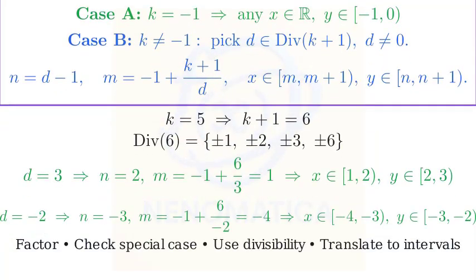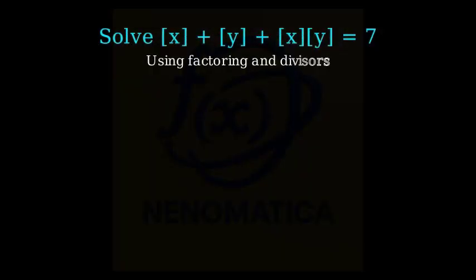Factor the equation in the floors, handle the special case when 1 plus n equals 0, and otherwise use the divisibility condition that 1 plus n divides k plus 1. Each divisor produces one integer pair for the floors, and thus one rectangle of continuous solutions for x and y. That completes the solution. In this lesson, we will solve a classic floor function equation using an elegant factoring insight, and then we will list every solution set clearly.